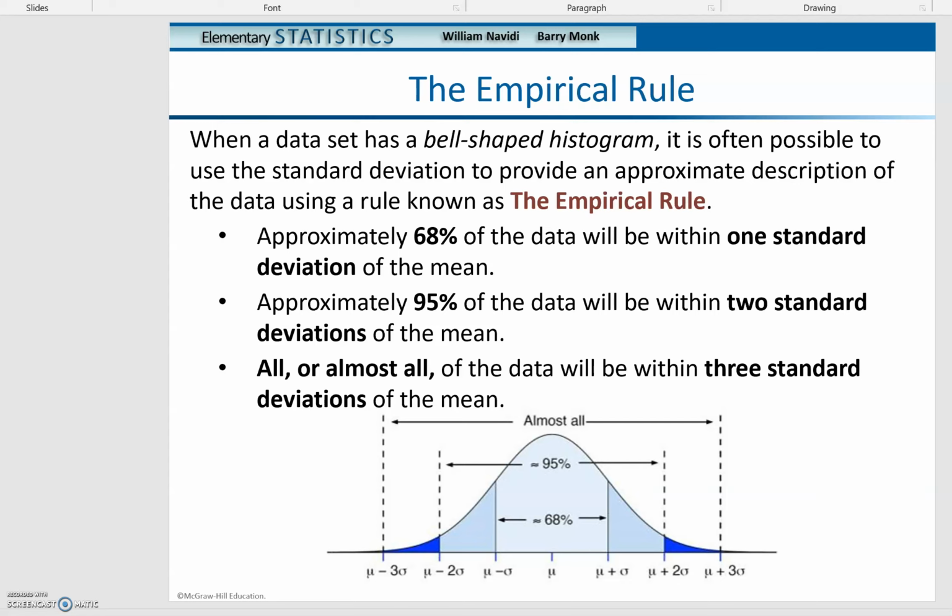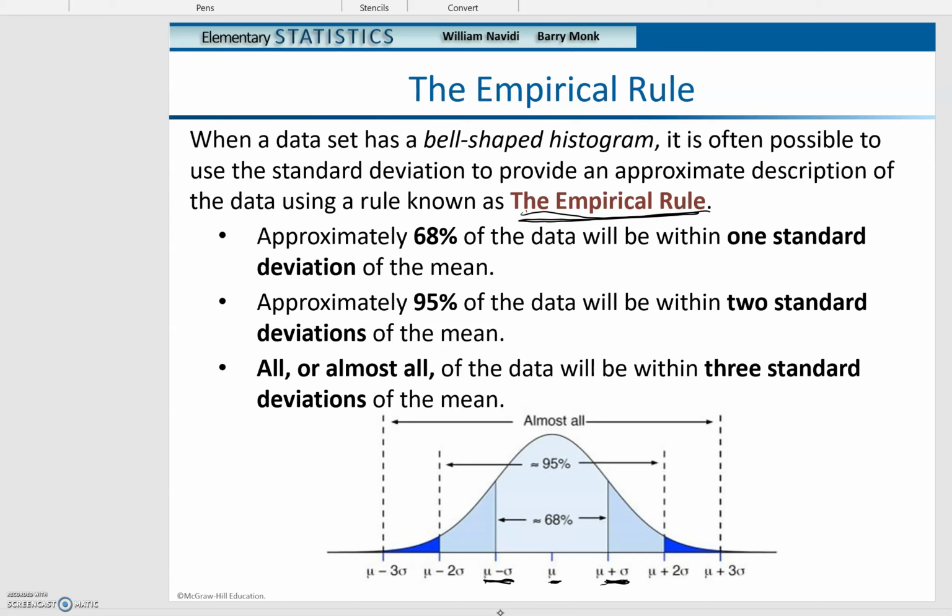The empirical rule. When a data set has a bell-shaped histogram, it's often possible to use the standard deviation to provide an approximate description of the data using a well-known rule, the empirical rule. This is one of two that we're going to look at. Approximately 68% of the data will be within one standard deviation of the mean. So as you notice, you've got the mean minus one standard deviation, the mean plus one standard deviation, and the mean is right in the middle.